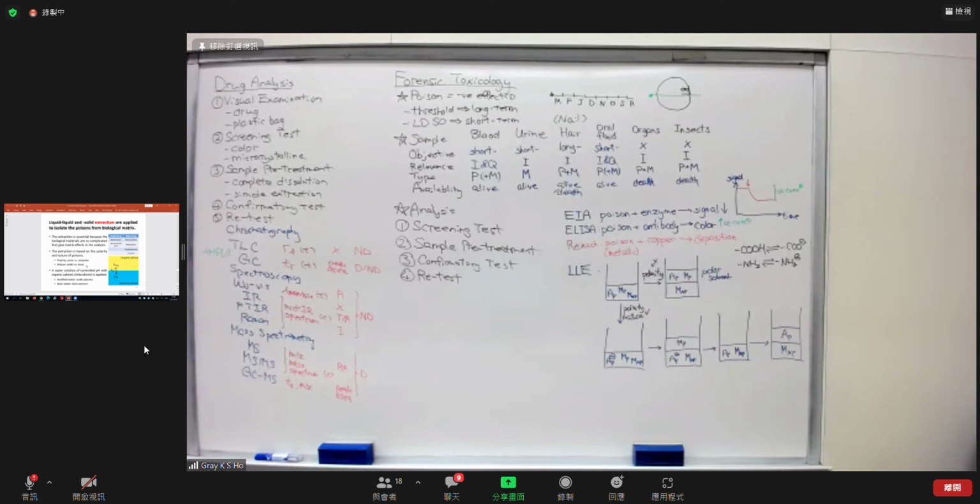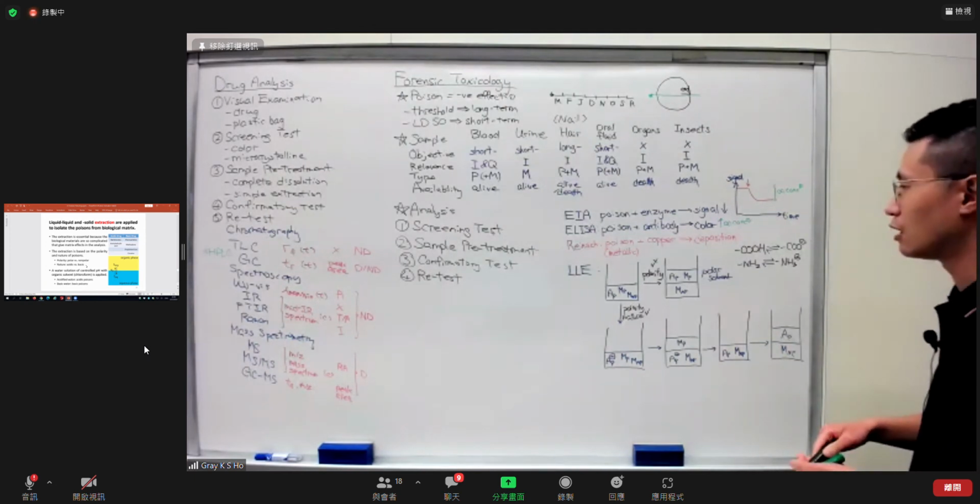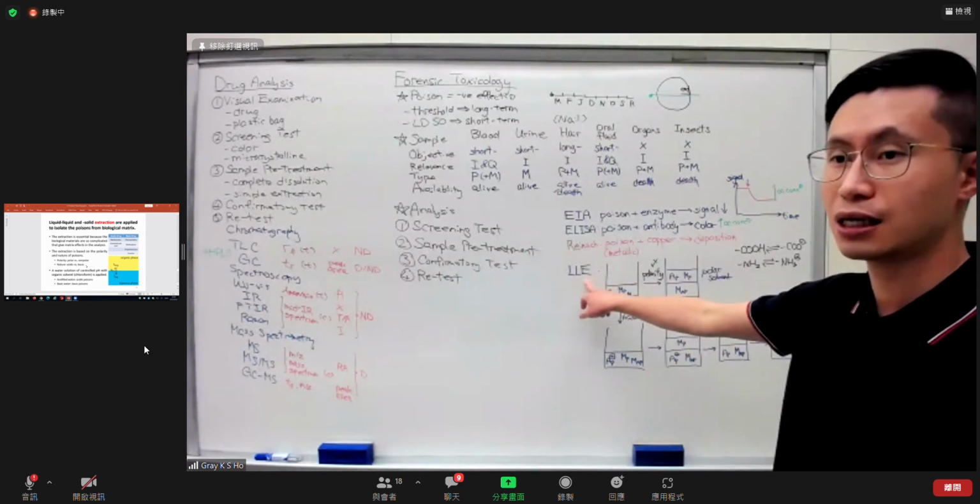So other than the polarity together with the nature, if you still recall a little bit from the sample pretreatment, for the LLE, we do have the single extraction.